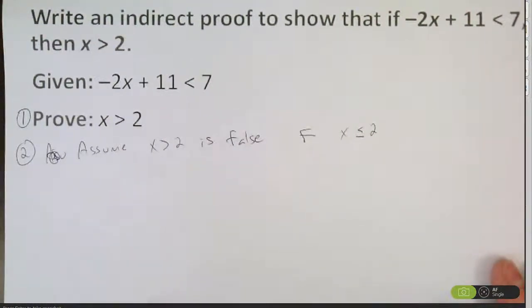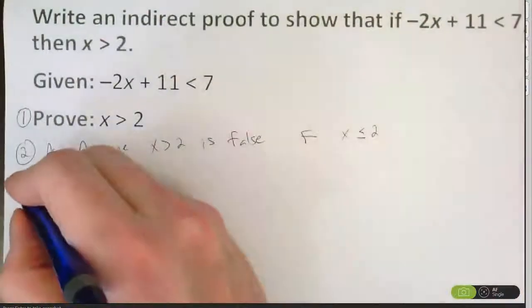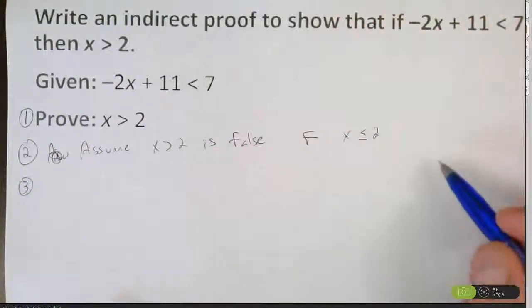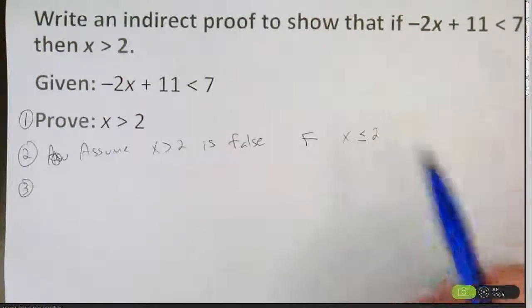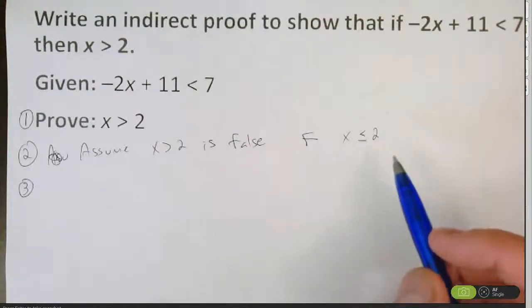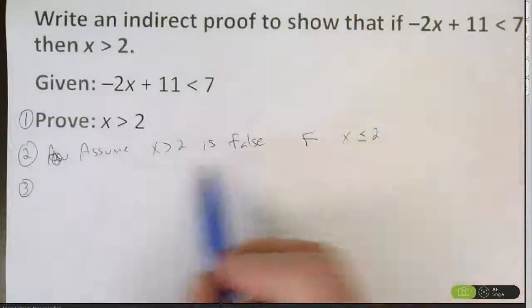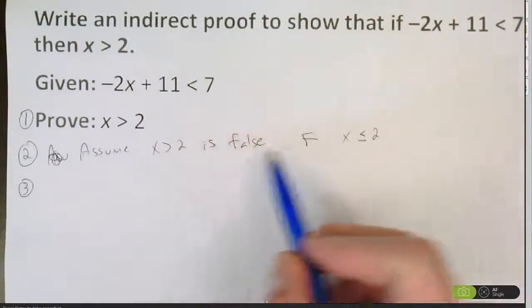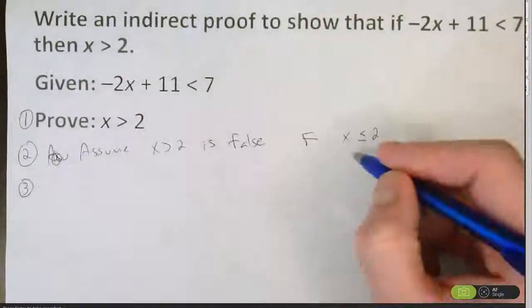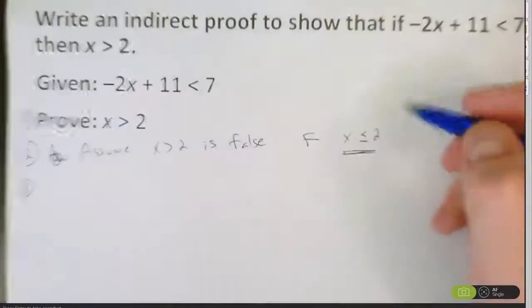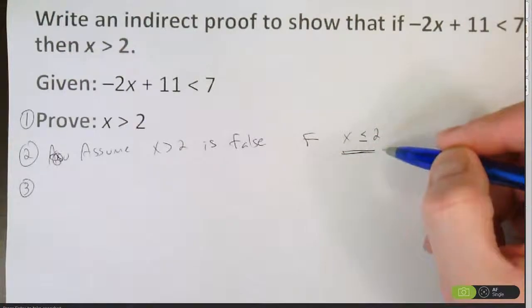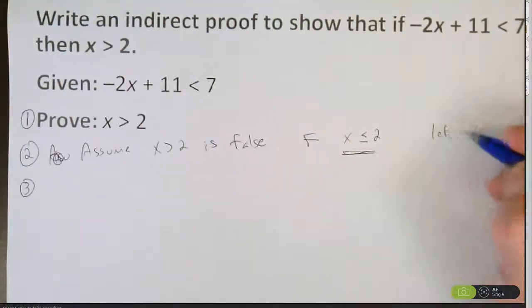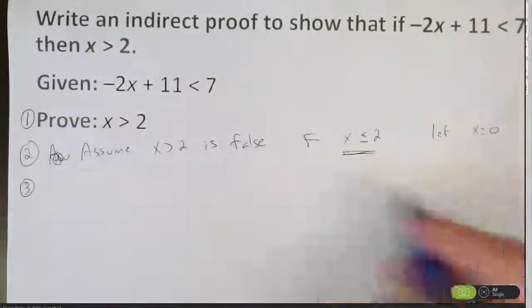Now here's the tricky part about this. There are two ways I can go about this. One way is the cheating way, which isn't actually mathematically correct, but you just say, okay, if I'm going to assume that x greater than 2 is false, I'm saying x is less than or equal to 2. And what you do is you just pick a number that goes with this. So I could say let x equal 0, because that's less than 2.